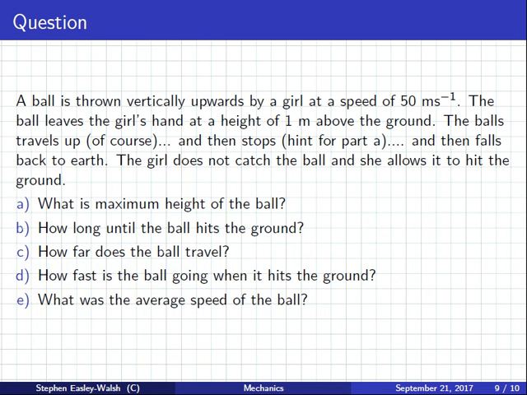Here is one now. The last questions were a little easy. Now we're getting to exam difficulty. So this would be more like an exam question. For this question, you can use the value of g, 9.81, that I just gave you. A ball is thrown upwards at a speed of 50, and the ball leaves the girl's hand at a height of 1 meter above the ground.